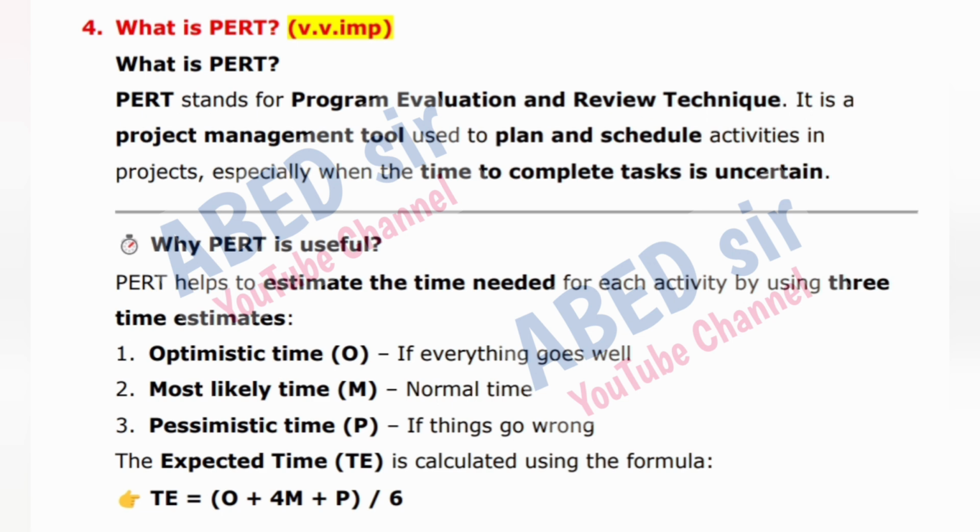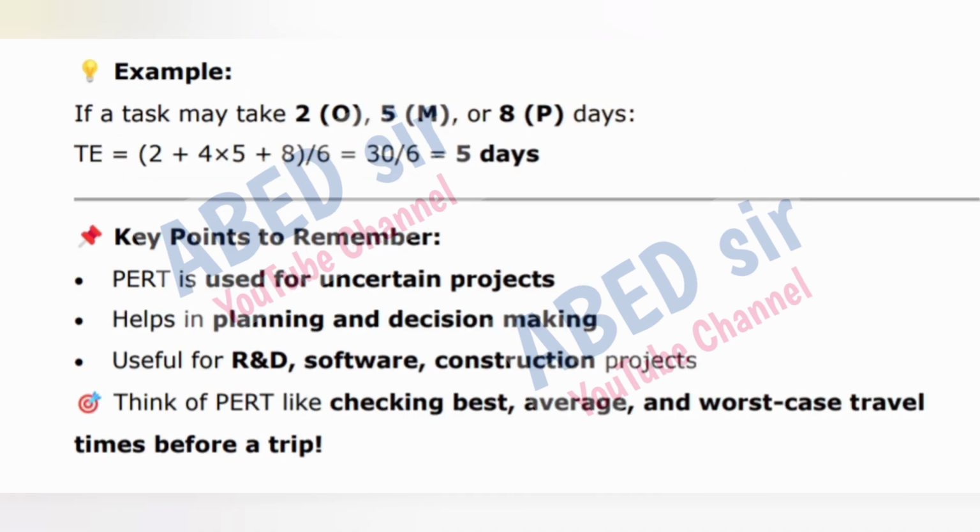The expected time, T, is calculated using the formula. T is equal to (O plus 4M plus P) divided by 6. Example. If a task may take 2, O, 5, M or 8, P days. T is equal to (2 plus 4 times 5 plus 8) divided by 6 is equal to 30 divided by 6 equals 5 days. Key points to remember.